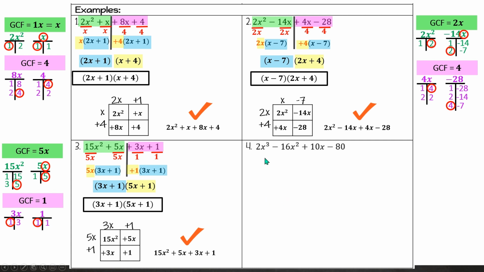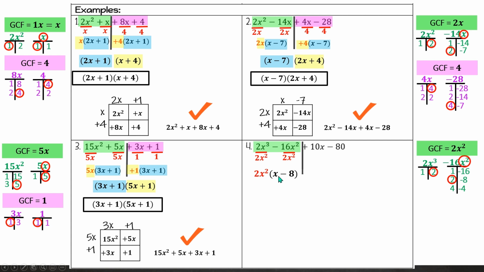Okay, one last example here. We have 2x to the power of 3 minus 16x squared. We're going to find the GCF, or greatest common factor, of those two terms. So 2x to the power of 3 is just 1 times 2, and negative 16x squared is 1 times negative 16, and 2 times negative 8, and 4 times negative 4. So my greatest common factor here will be a 2. And between x cubed and x squared, my greatest common factor will be an x squared. So my greatest common factor is 2x squared. So I'm going to divide both terms by 2x squared. So once I factor that out, I'm left with x minus 8.